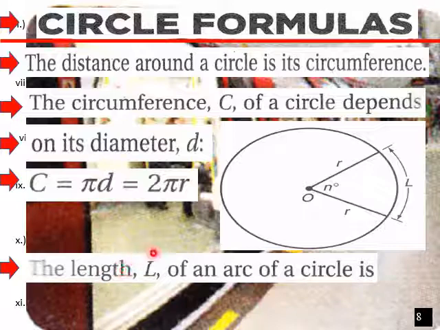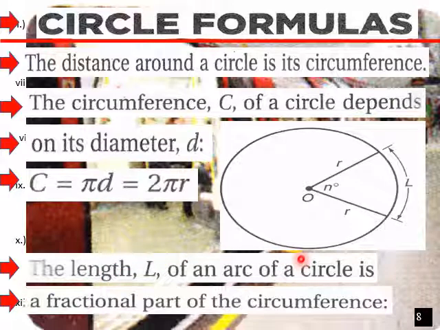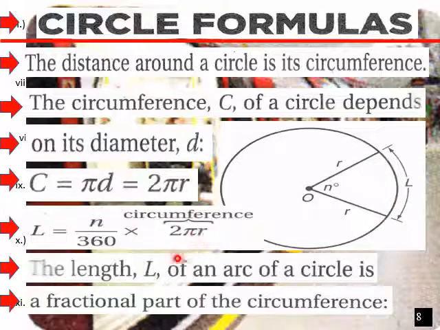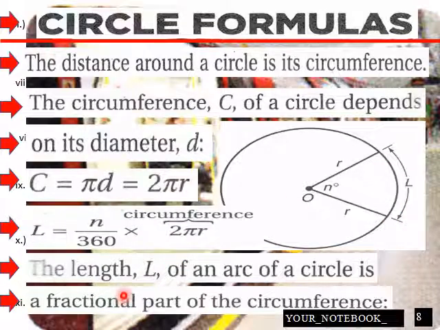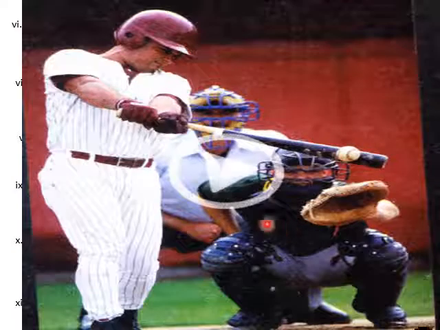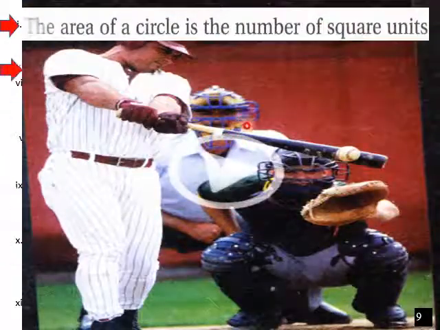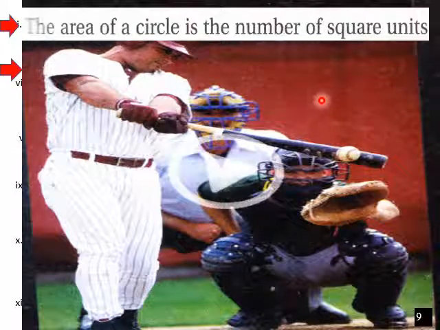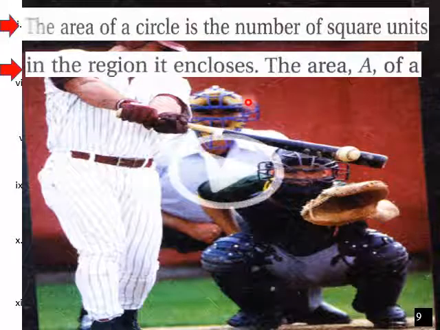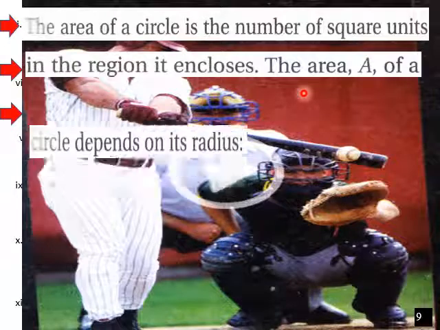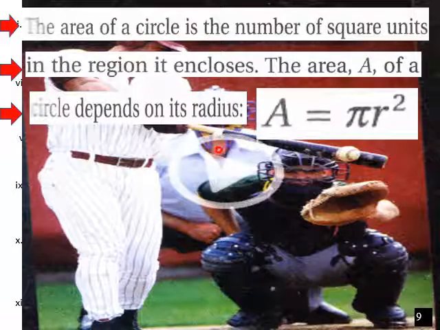The length L of an arc of a circle, in this situation here, is a fractional part of the circumference. The area of a circle is the number of square units in the region it encloses. The area A of a circle depends on its radius. Area equals pi r squared.